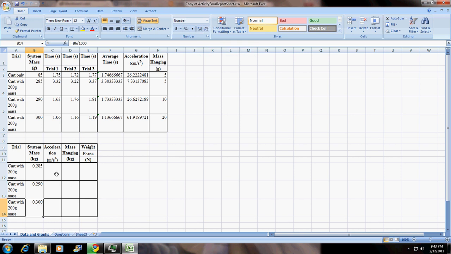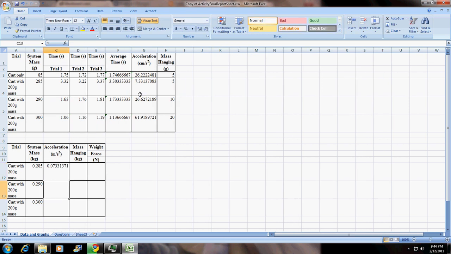Okay. Now I'm ready to convert the acceleration into meters per second squared. To convert from centimeters to meters, I divide by 100. So I'm going to put an equal because I'm doing a calculation. I'm going to click on the acceleration in centimeters per second squared, and I'm going to divide that by 100. Okay. So that is my acceleration. I click on the cell. I get the black plus. I left click, drag it all the way down, and it does the calculations for me.